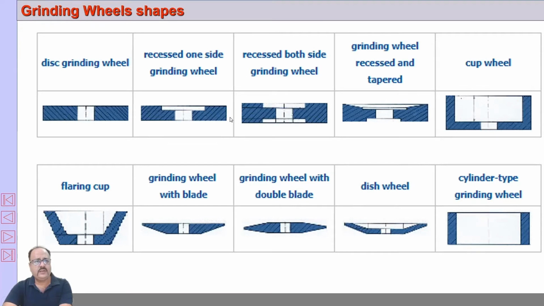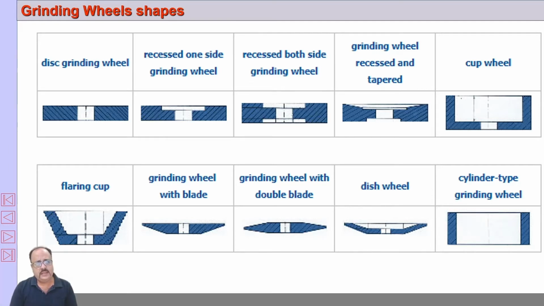Grinding wheels are available in various sizes and shapes depending on the requirements. You can see there are some shapes in front of you. It may be a disc grinding wheel, a cylindrical grinding wheel, a flaring cup, a grinding wheel with blade, a disc type grinding wheel, a cup type grinding wheel, a recessed grinding wheel. So various types of grinding wheels are there.